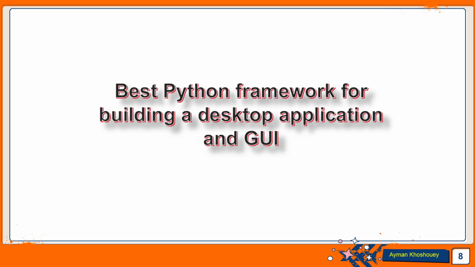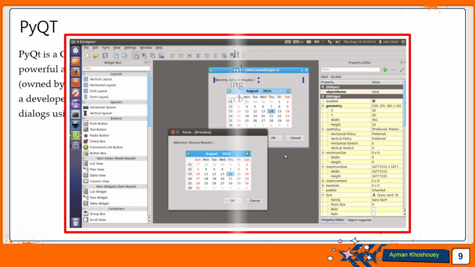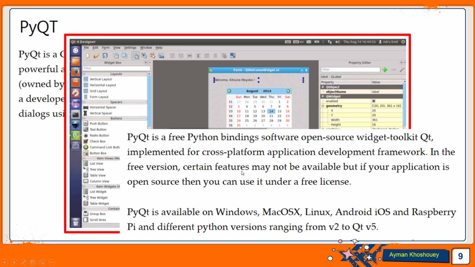Best Python frameworks for building a desktop application and the GUI. First one is PyQt. This is the view of the application and the Windows built by this application. It can work with Windows, Macintosh, Linux, Android, iOS.